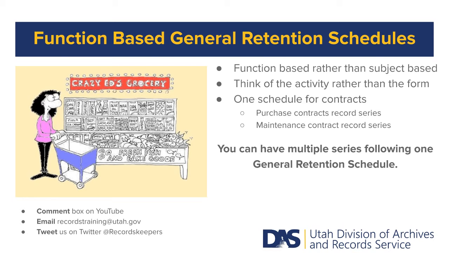So in your office, you can have one record series for purchase contracts. You can have another one for maintenance contracts, but there's one general retention schedule just for contracts. And they can all have the same retention, and you can break up that file structure in your office as you need for the different record series and follow the general retention schedule function.